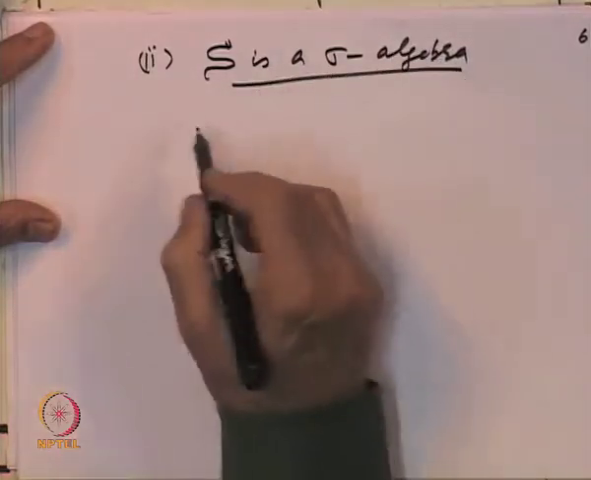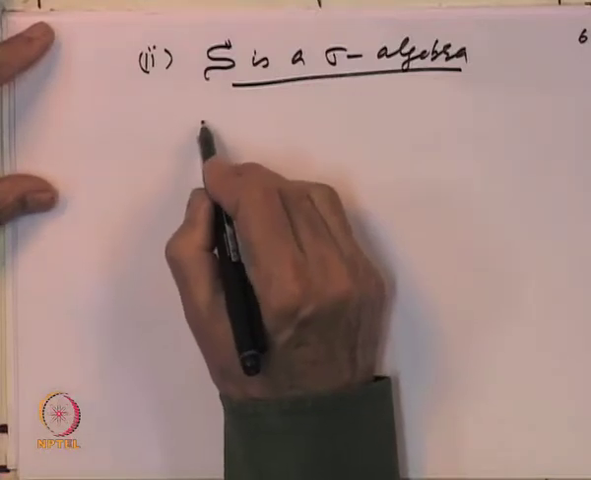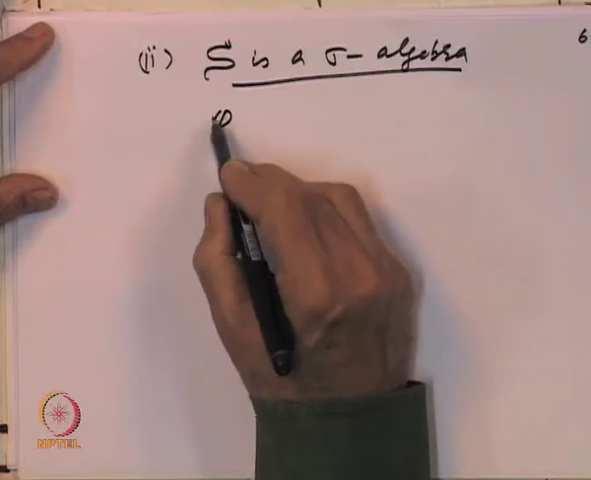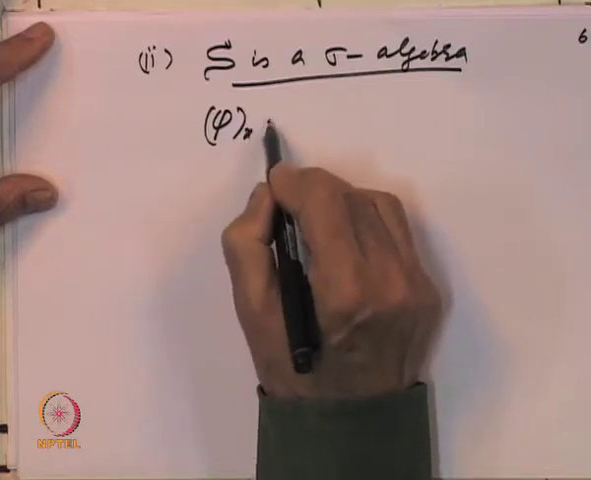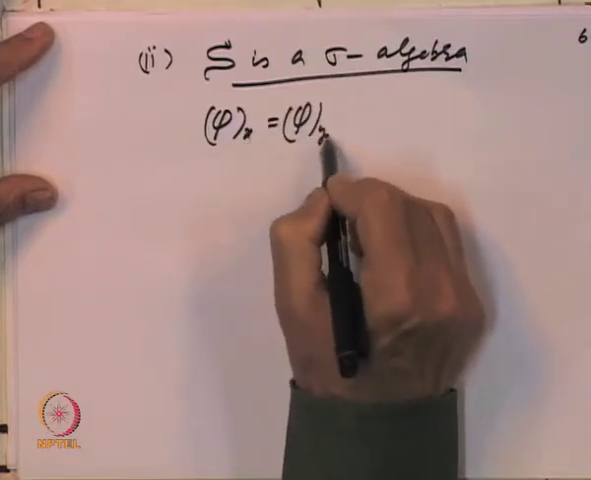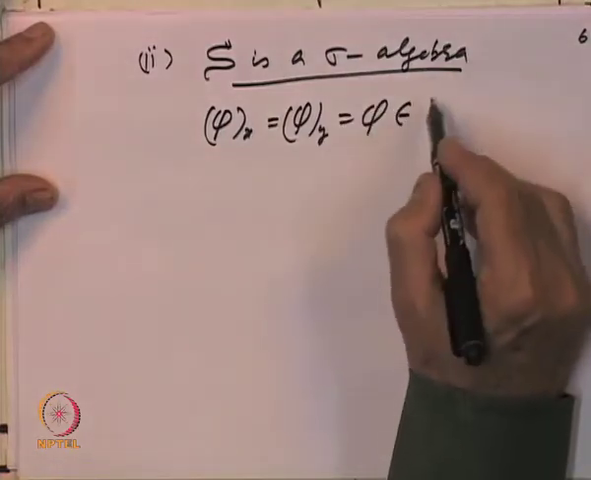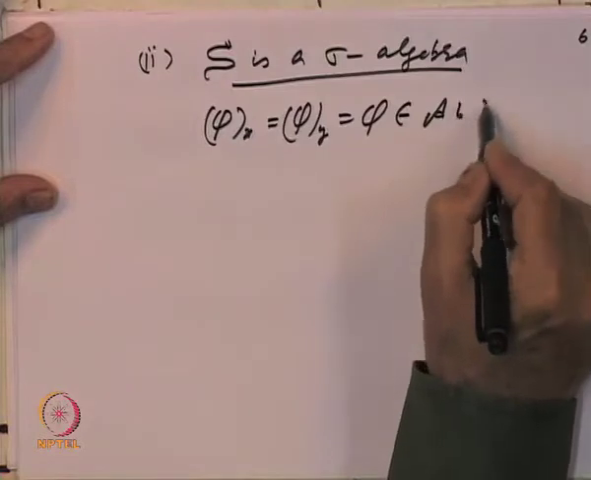So, this is what we want to check. For the first property, look at the empty set. The sections of the empty set, either the x section or the y section, are the empty set, and that belongs to both A and B.